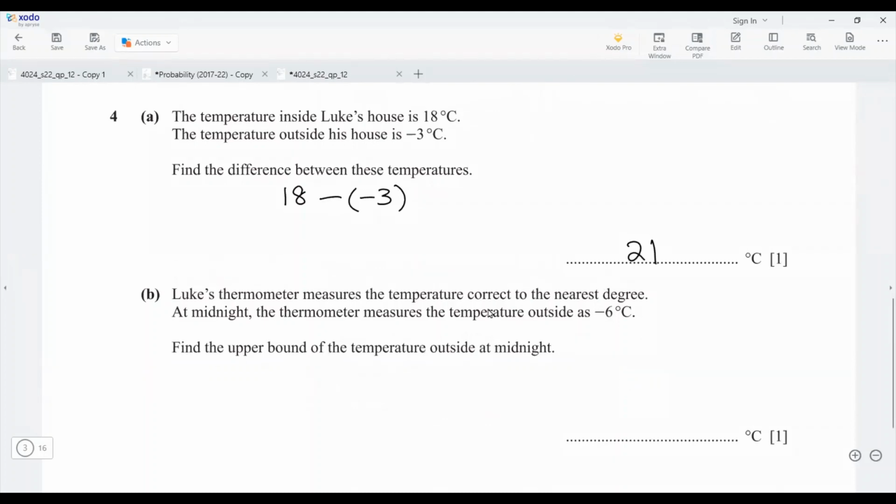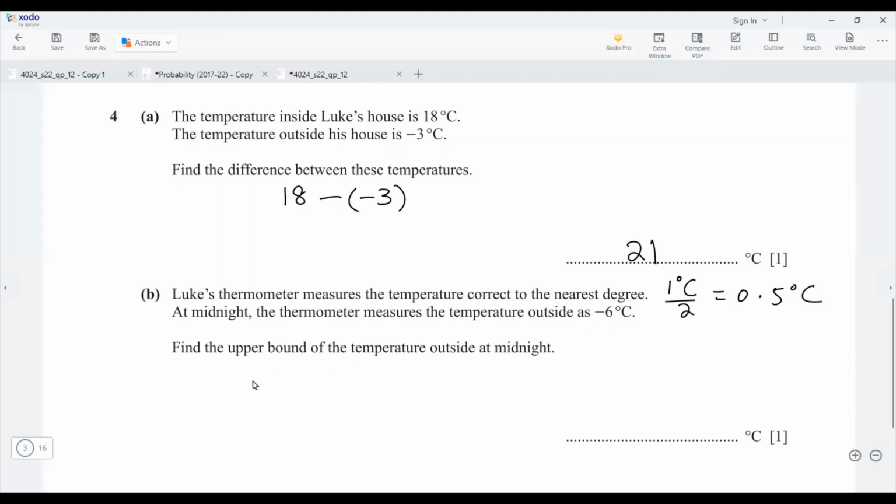The next question is basically about limits of accuracy. The thermometer of Luke is measuring the temperature correct to the nearest degree. So it means the nearest degree centigrade. This is basically the limit, so we always have to divide by 2, and it results in 0.5 degrees centigrade. So what's being asked in the next information? At midnight, the thermometer measures the temperature outside as -6 degrees centigrade. So the outside temperature is given.